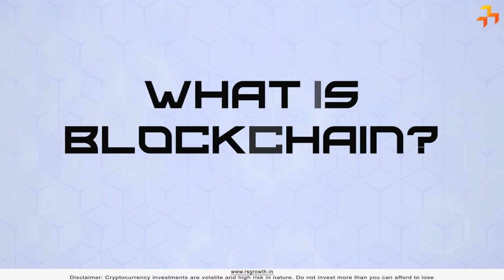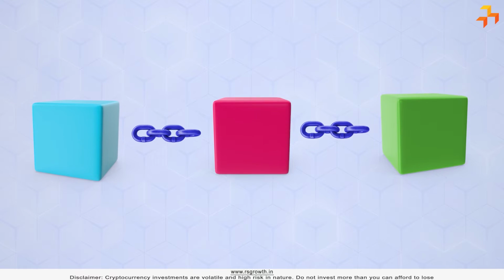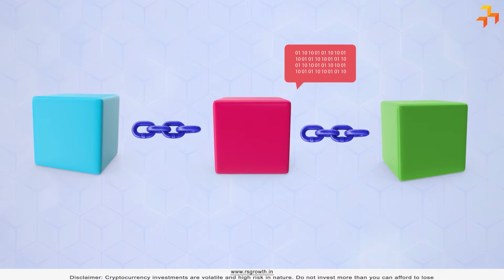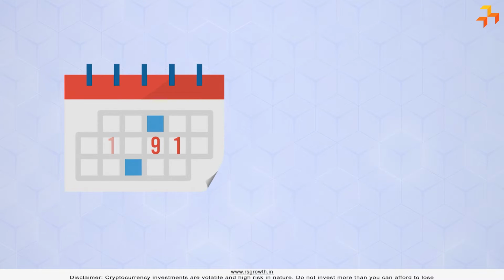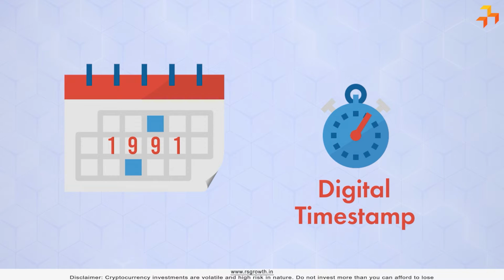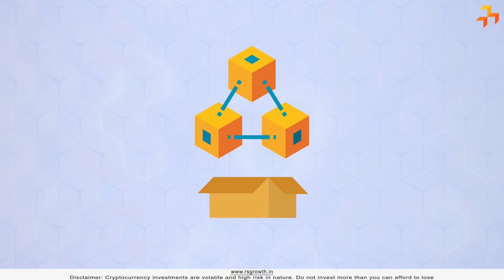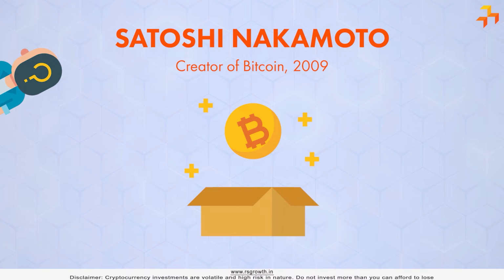What is blockchain? And how do they work? Like the name indicates, a blockchain is a chain of blocks that contains information. This technique was originally described in 1991 by a group of researchers, and was originally intended to timestamp digital documents, so that it's not possible to backdate them or to tamper with them. However, it wasn't very popular until it was adapted by Satoshi Nakamoto in 2009, to create the digital cryptocurrency Bitcoin.